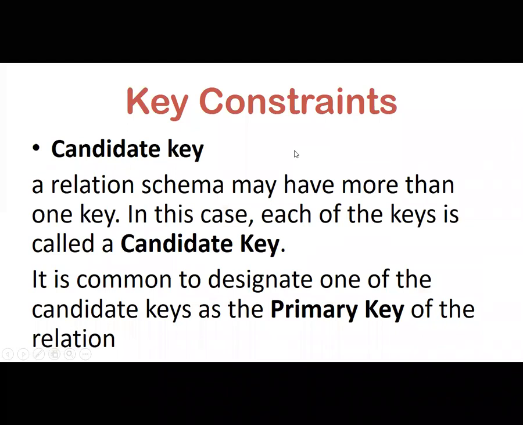Next is the candidate key. What is a candidate key? A relation schema may have more than one key. It means some tables may have more than one field that could be a primary key. In this case, each of the keys is called a candidate key. It is common to designate one of the candidate keys as the primary key of the relation.